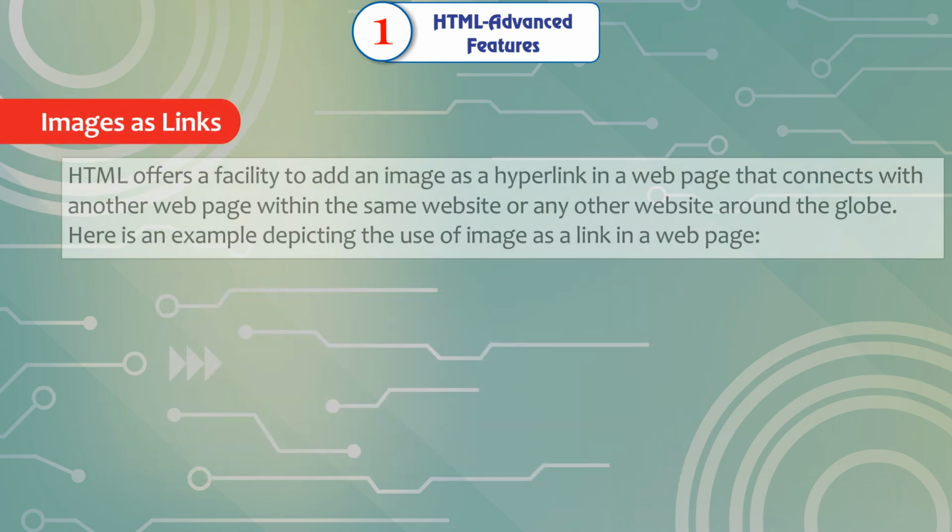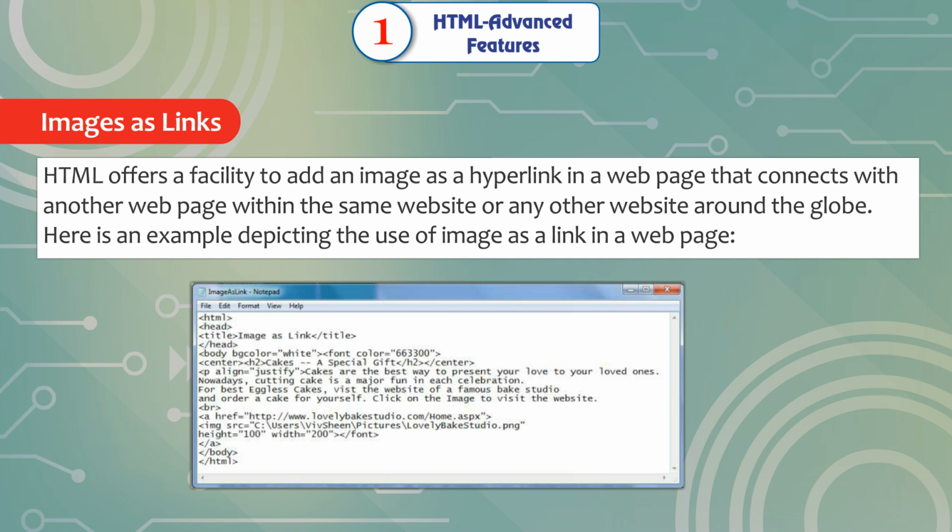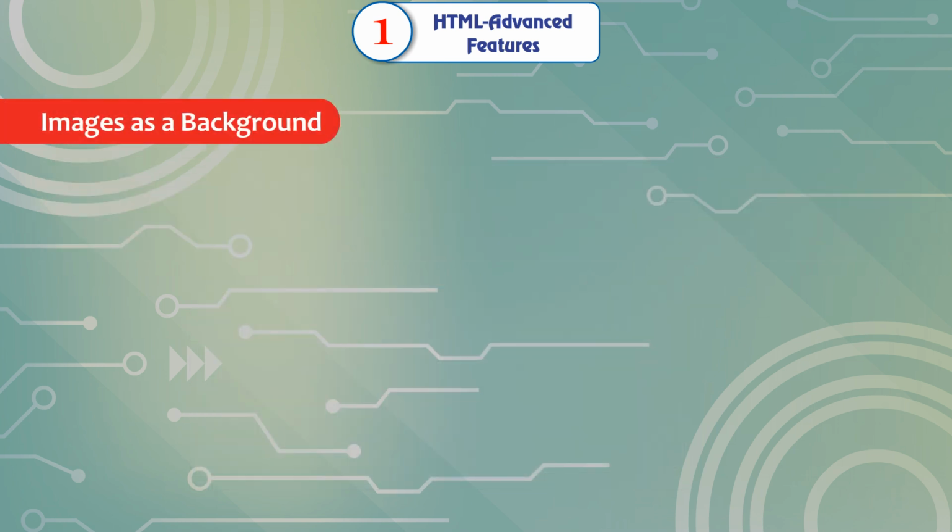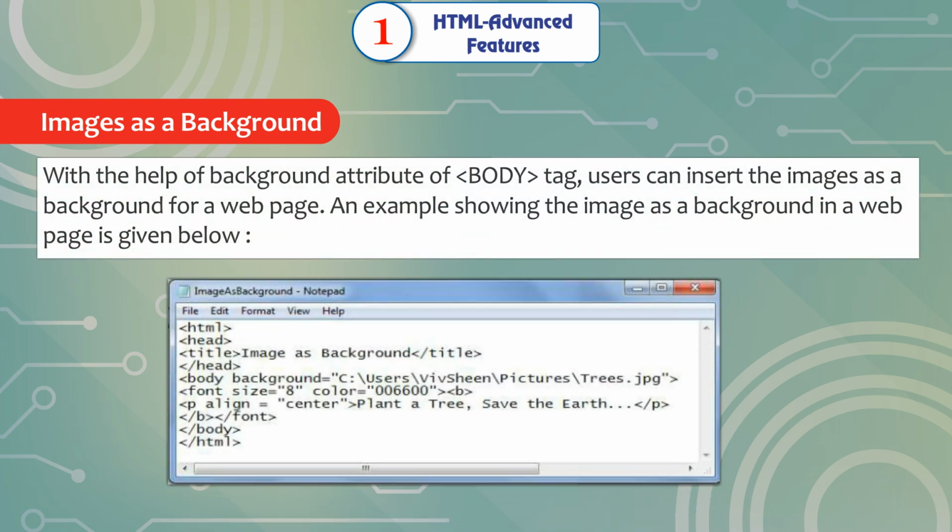Images as links. HTML offers a facility to add an image as a hyperlink in a web page that connects with another web page within the same website or any other website around the globe. Here is an example depicting the use of an image as a link in a web page. Images as a background. With the help of the background attribute of the body tag, users can insert images as a background for a web page. An example showing the image as a background in a web page is given below.